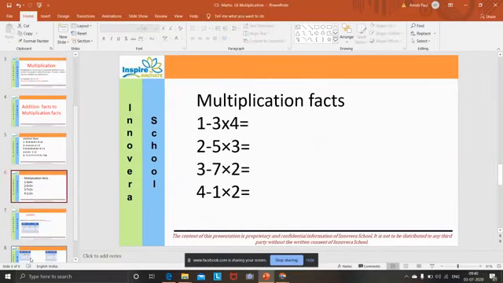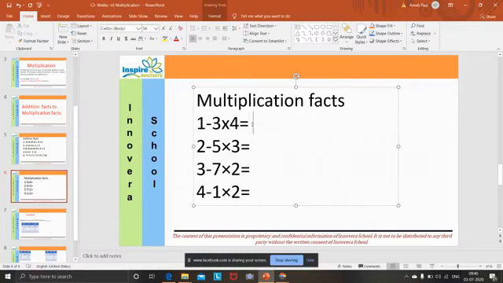Now these are some multiplication facts, and we are going to convert them into addition facts. Okay? The first question is 3 multiplied by 4. In multiplication facts, it is 3 multiplied by 4. So how will you write it in addition facts?